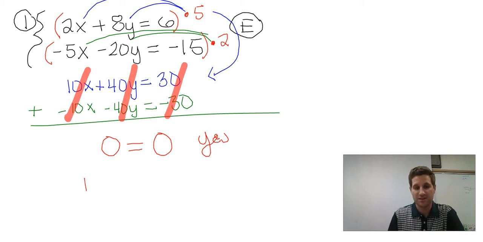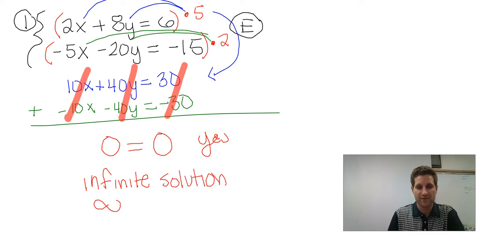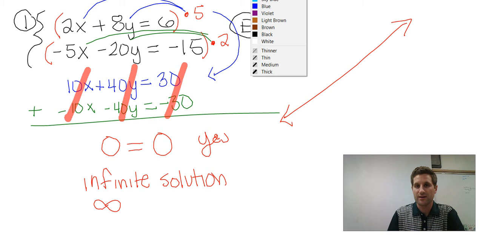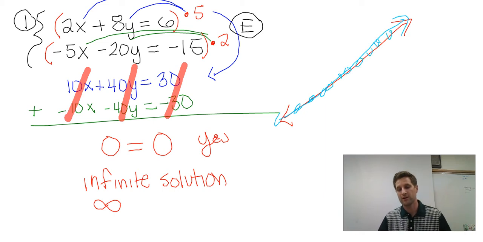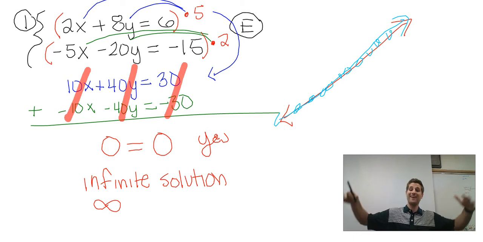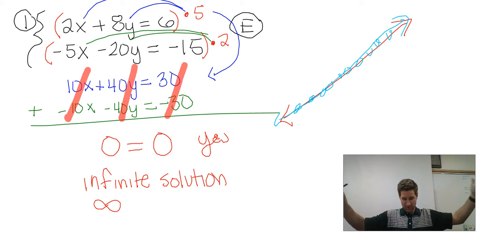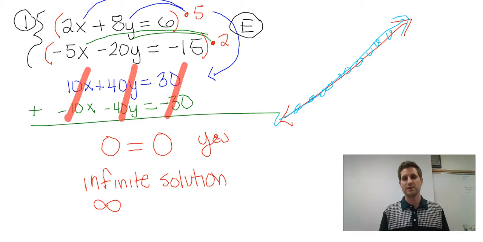Our answer becomes infinite solutions. Another way you'll see me write this is using the infinity sign. It means if I were to graph some sort of line, the second equation is the exact same line. So that means every point on the line that goes on forever is a solution. So how many solutions are there? Infinite. It doesn't mean everything is a solution. It just means there are infinitely many of them. Okay? Let's go ahead and take a look at our next problem.